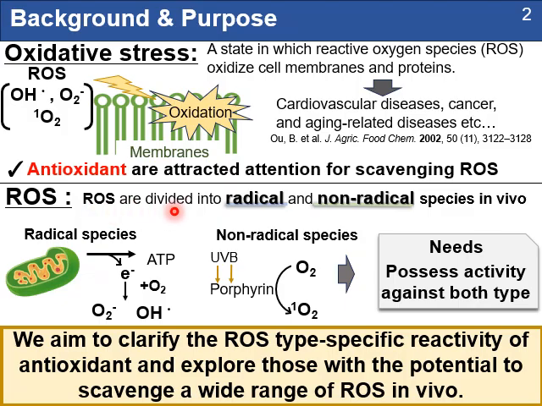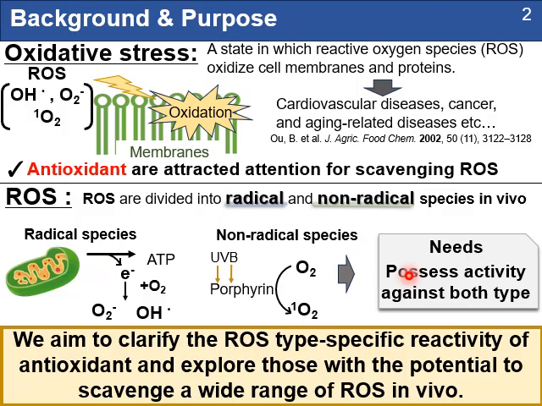ROS are divided into radical and non-radical species in vivo. Specifically, radical ROS include superoxide anion and hydroxyl radical. Otherwise, non-radical ROS include singlet oxygen. Since these ROS have different properties, antioxidants need scavenging activity against both types.